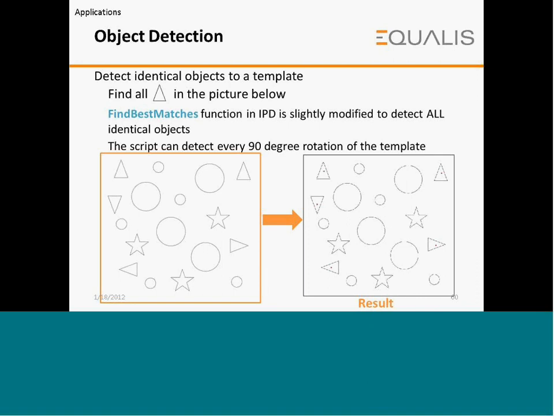Object detection. We can detect identical objects to a template. In the picture below, let's say we need to pick all triangles. The find best matches function in the image processing design toolbox is slightly modified to detect all identical objects. This script can detect every 90-degree rotation of the template.